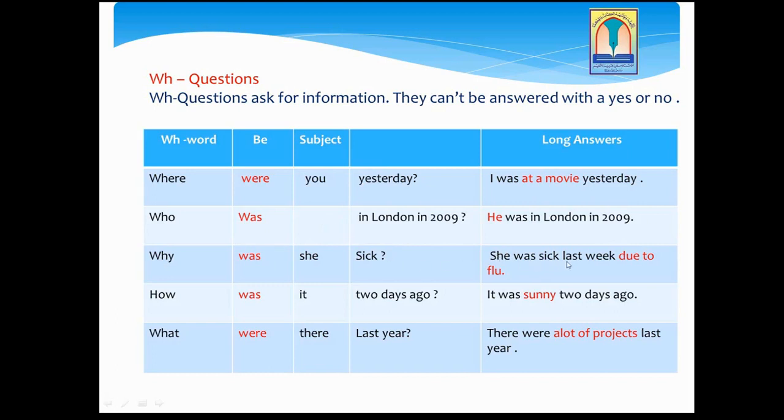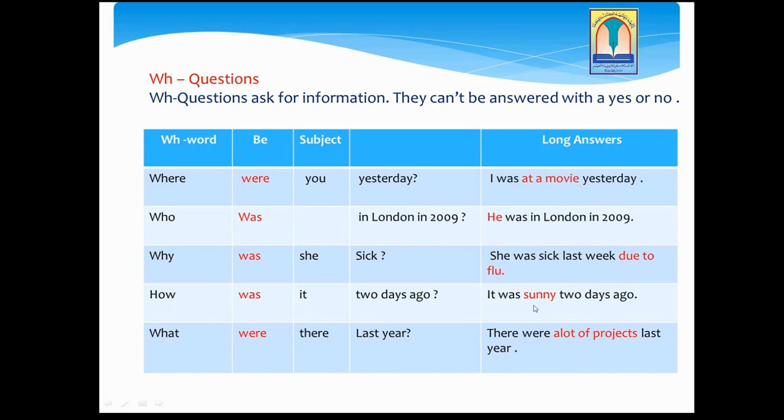She was sick last week due to flu. Due to flu here is a cause or a reason. So why is used to ask that question. And it must be followed by verb be. Why was she sick? It was sunny 2 days ago. Sunny here shows how it was, so I must choose how. How was it 2 days ago?